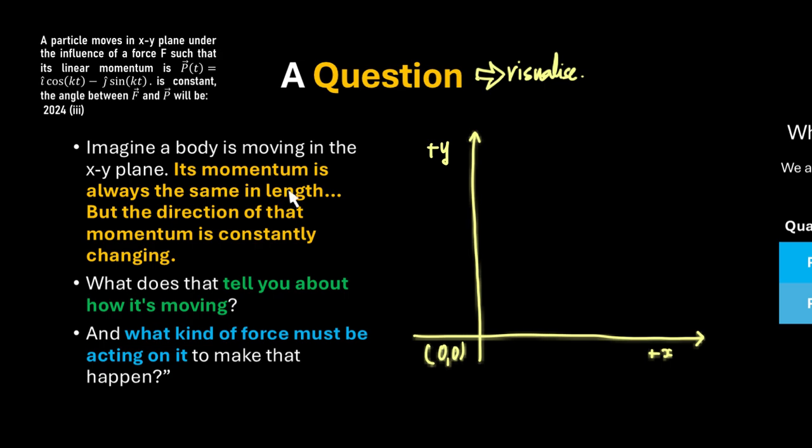And for this condition to be satisfied by the object, that is an object moving in the xy plane with the same length of momentum and different direction, what kind of force should be causing this motion?